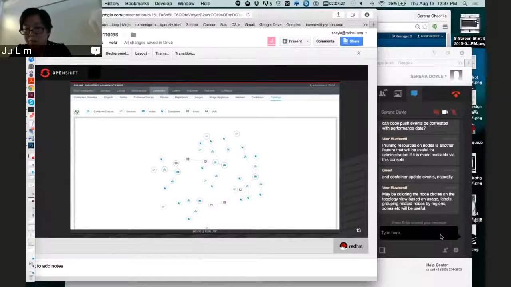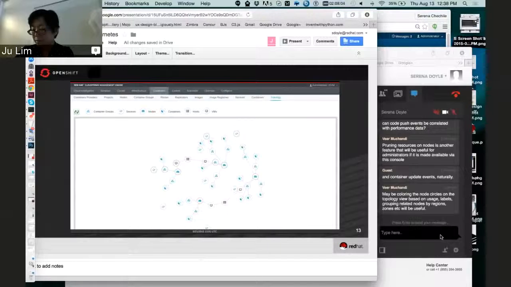And another comment from Veer is maybe coloring the node circles on the topology view based on usage, labels, grouping related nodes by regions, zones, etc. will be useful. Yeah, so just so you know, we have been talking about how we design for usage because of colorblind issues. I'm not sure that we can just primarily count on the color itself, but we have definitely been talking about those concepts. Also, how you filter by labels, et cetera, regions and zones. That's something that we've been talking about.